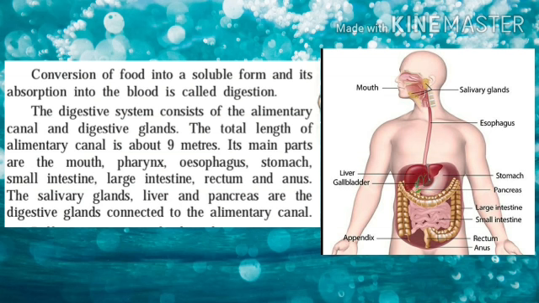Digestive system. Conversion of food into a soluble form and its absorption into the blood is called digestion. When we eat food, it should become soluble and be absorbed into the blood; this is called digestion. The digestive system consists of the alimentary canal and digestive glands. The total length of the alimentary canal is about 9 meters. Its main parts are the mouth, pharynx, esophagus, stomach, small intestine, large intestine, rectum and anus. The salivary glands, liver and pancreas are the digestive glands connected to the alimentary canal.